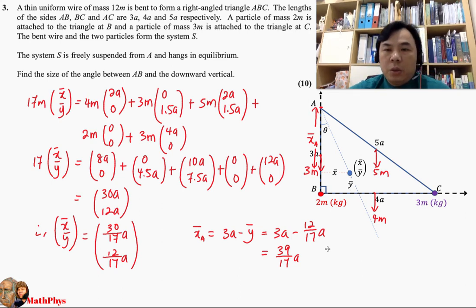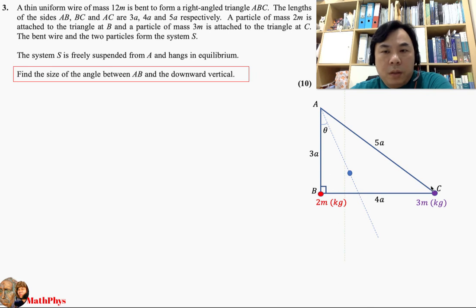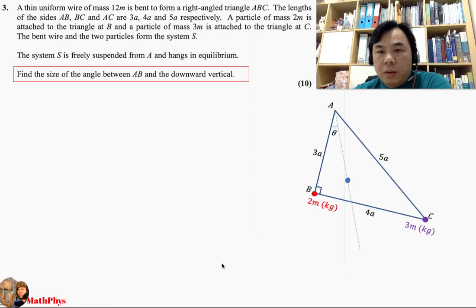And then lastly, I'm going to show you how we're going to work out the angle between line AB with respect to the downward vertical line. Now stay tuned. Okay, our second section, this is how it looked like. Now I'm going to show you a short animation just to show you how this structure is being hung from A, and what the line that passes through the center of gravity or center of mass actually looks like. This is how it looks like.